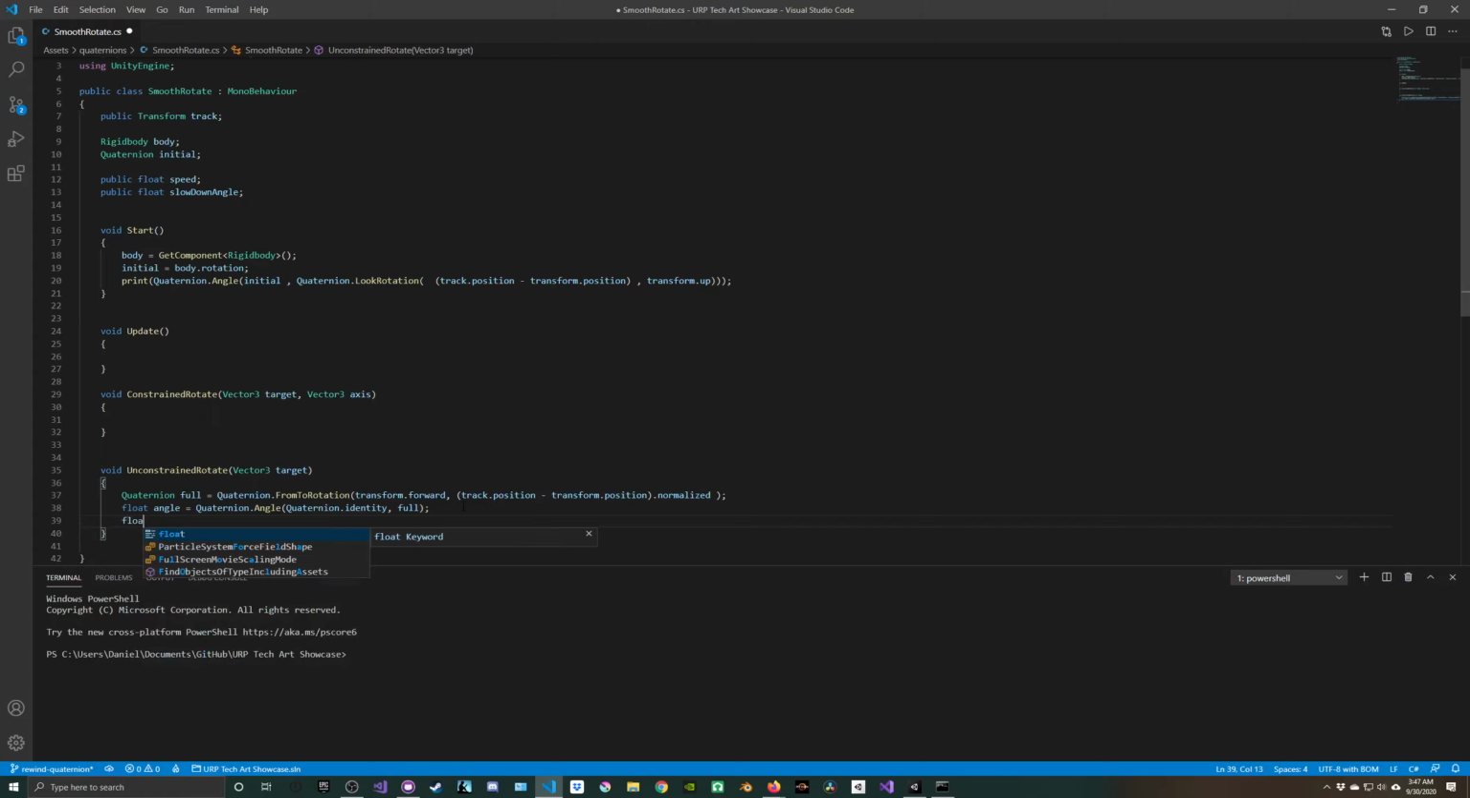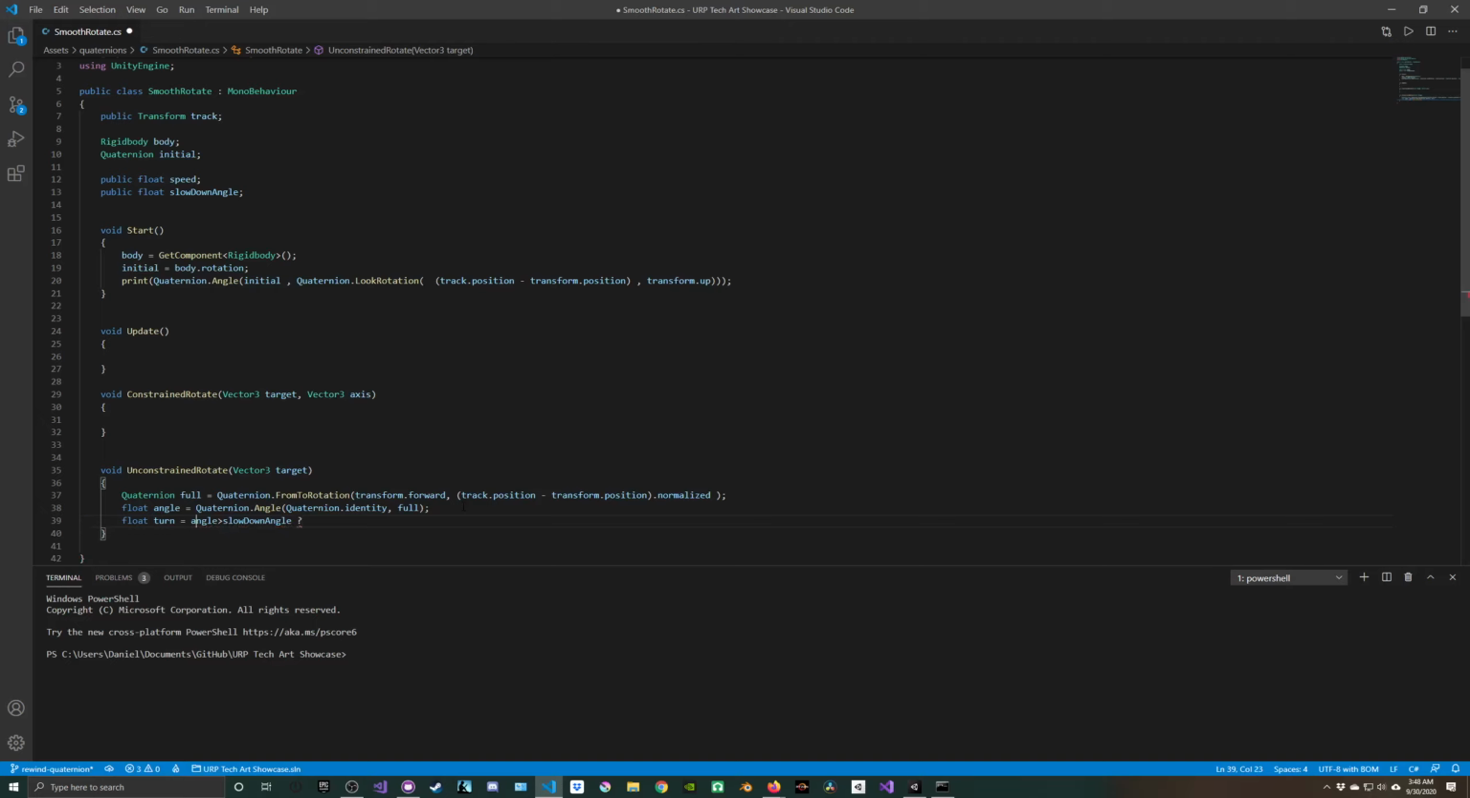And now we have that angle, so we want to figure out, is that too much? So let's say float, how much we're actually going to turn here, is equal to, let's say, if we're greater than speed, we want it to be speed. If we are less than speed, also speed. If we're less than the slowdown angle, then we want some formula. So really the only thing we have to compare against is the slowdown angle. So angle greater than slowdown angle.